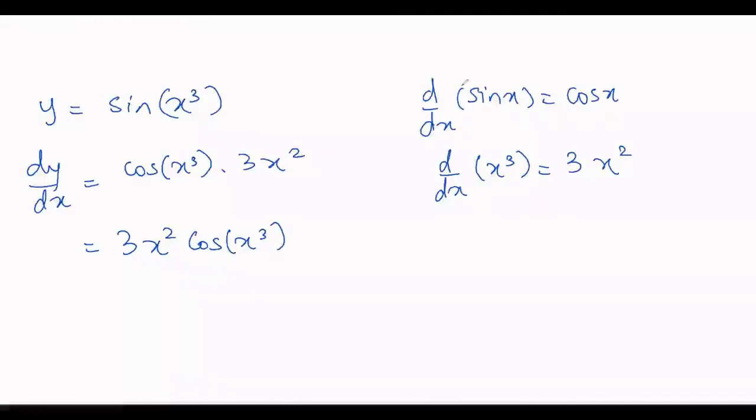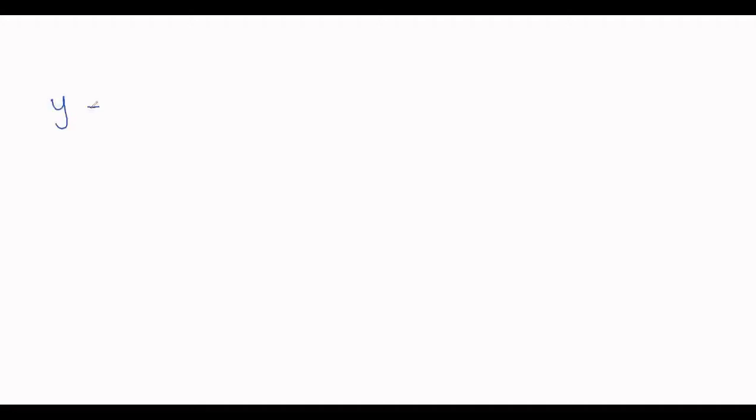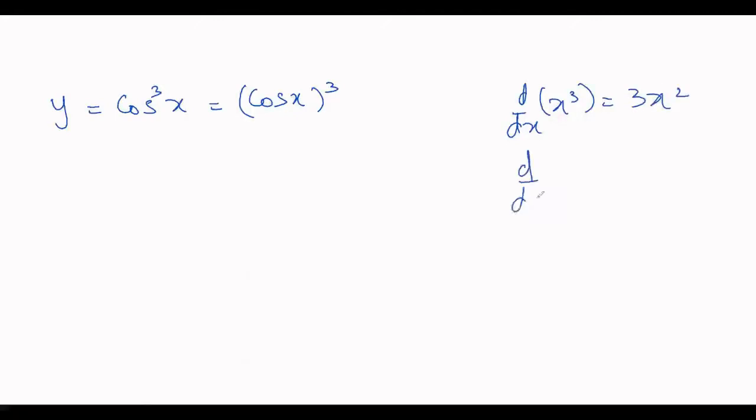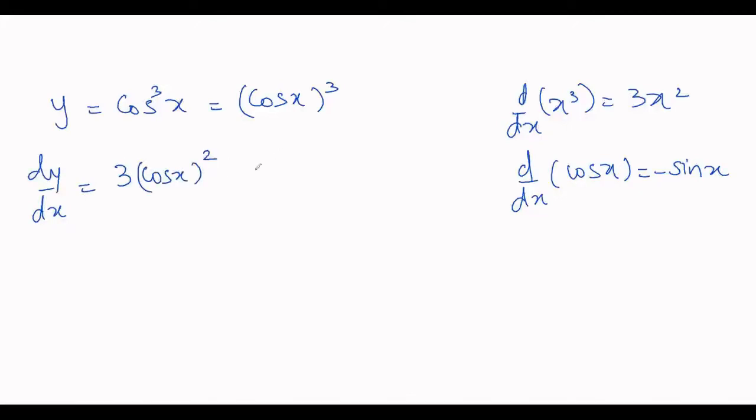Next question. y is equal to cos cubed x. So let me rewrite this as cos x whole cubed. So now let me note d/dx of x cubed is equal to 3x squared. d/dx of cos x is equal to minus sin x. So now dy/dx is equal to differential of x cubed is 3x squared. In this case, 3 cos x whole squared into differential of cos x, which is minus sin x. So let me rewrite my answer here. Minus 3 sin x into cos squared x.